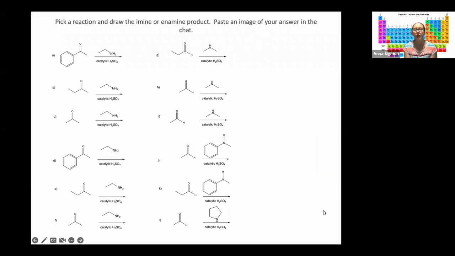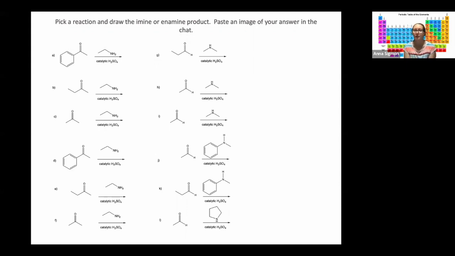Okay, now let's try making imines or enamines. So you make an imine when you have a primary amine. That means you have a nitrogen with 2 hydrogens attached to it and a carbon group. You make an enamine when you have a secondary amine. That means a nitrogen with 1 hydrogen attached to it and 2 carbon groups attached.